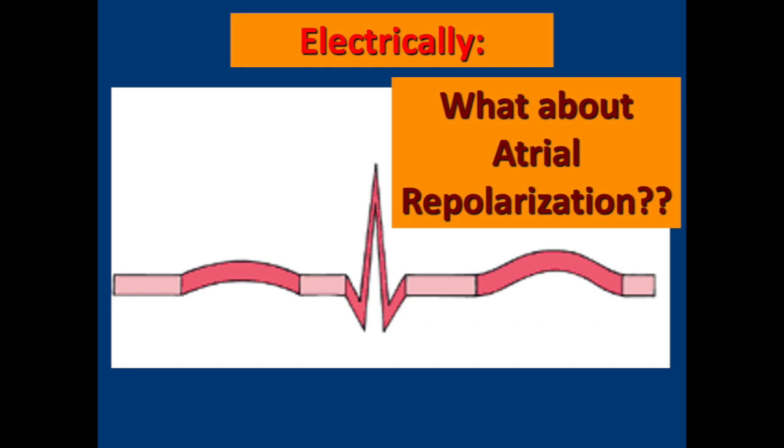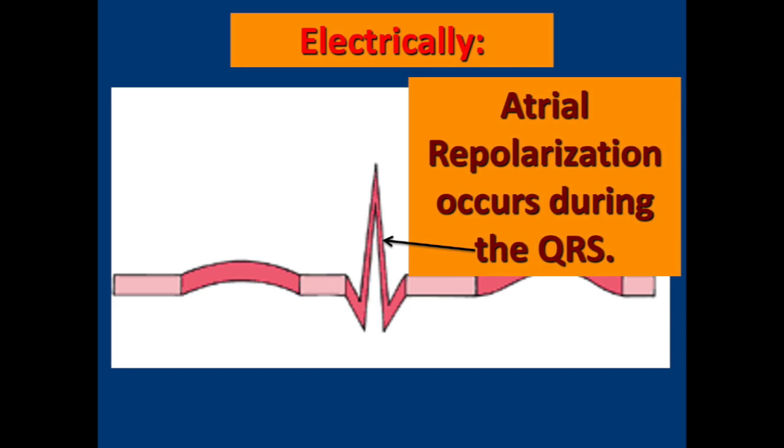Why don't we see a wave for atrial repolarization? Remember we said just below this picture that the T wave that we're going to see in just a bit is the ventricles repolarization occurring. Why don't we see a wave for atrial repolarization? And the reason is that it occurs during the QRS complex.